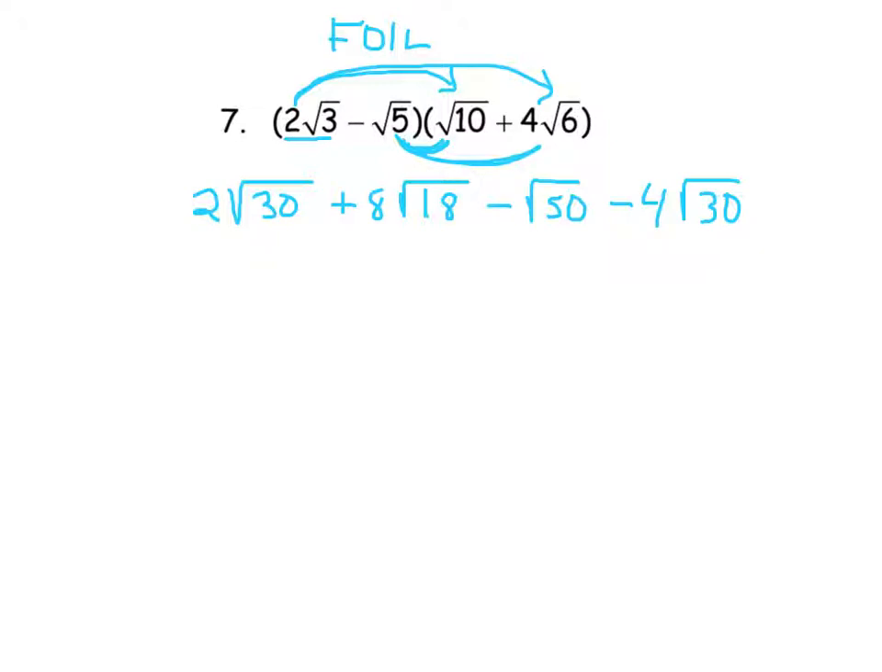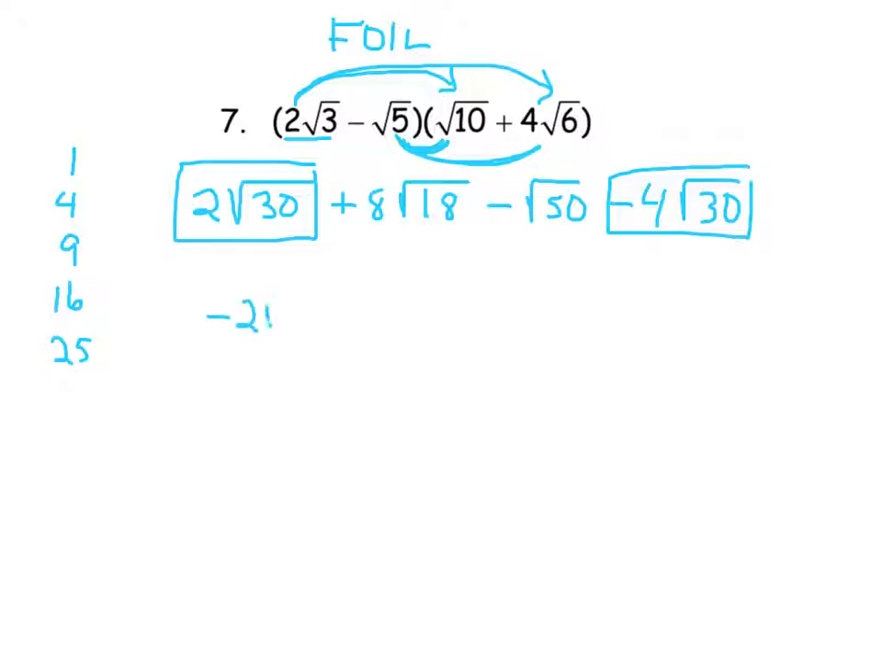I cannot simplify 30. If you think of your perfect squares, you have 1, 4, then you have 9, then you have 16, and then you have 25. None of these are factors of 30. So I'm just going to combine the two 30s that I have. So I have 2 radical 30 minus 4 radical 30. 2 minus 4 is negative 2 radical 30. So that's taking care of that.